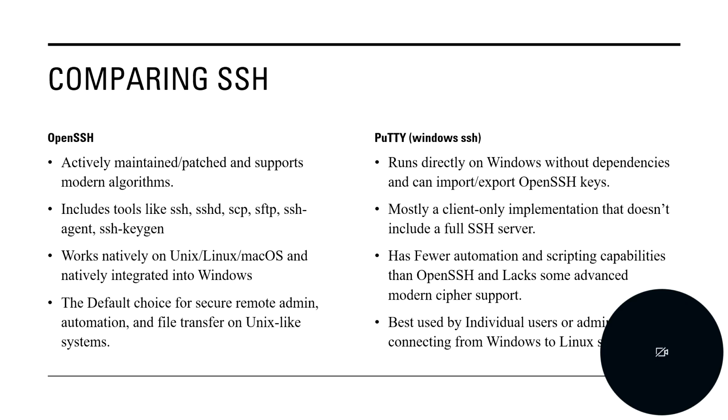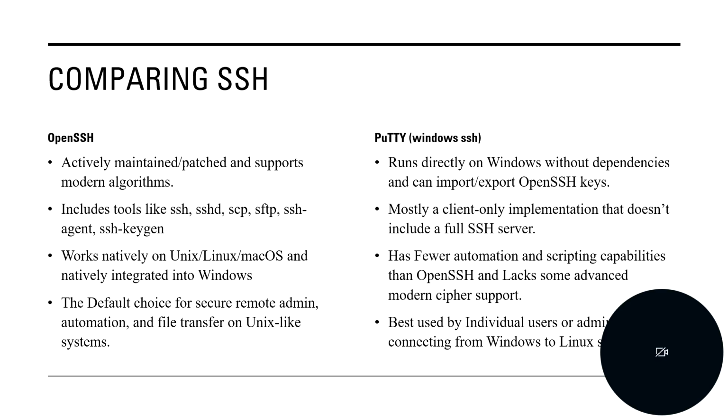Okay, now I have 2 different Secure Shell implementations that we'll compare. First one is the one that we talked about, Open Secure Shell. It is actively maintained and patched and supports modern algorithms. It includes tools like ssh, sshd, scp, sftp, ssh-agent, and ssh-keygen. It works natively on Unix, Linux, macOS, and is natively integrated into Windows. It's the default choice for secure remote administration, automation, and file transfer on Unix-like systems.